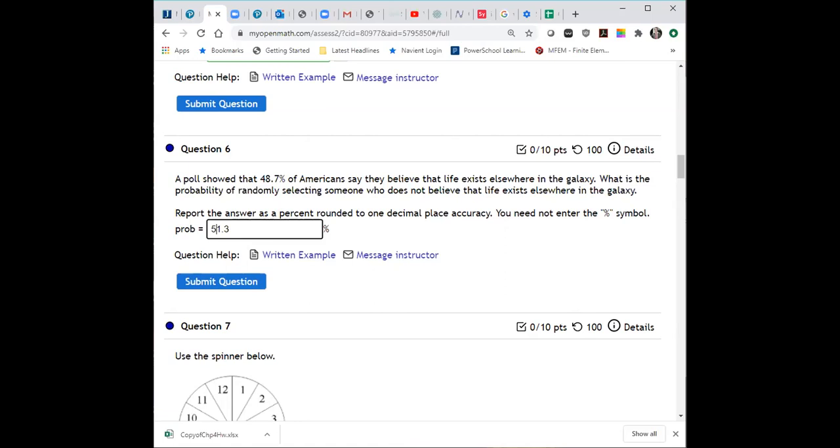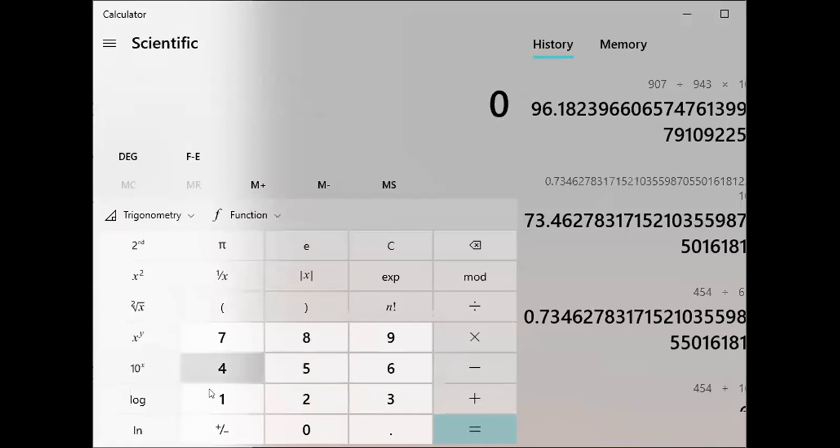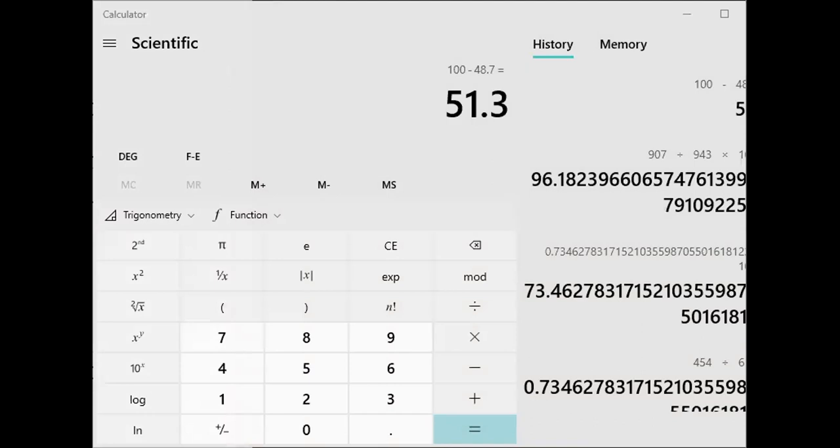Yeah, you can check it. You can use your calculator. So 100 subtract 48.7, right? So you got 51.3. So that answer is correct. 51.3.